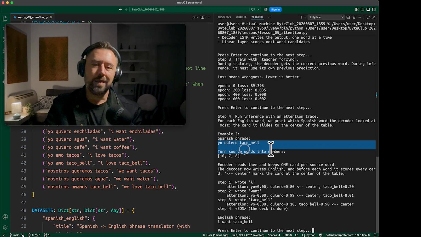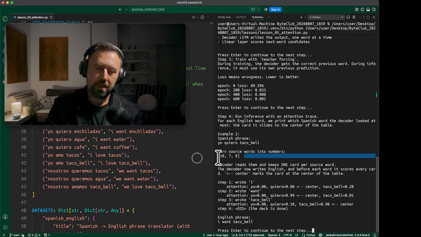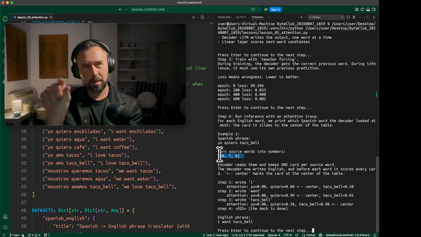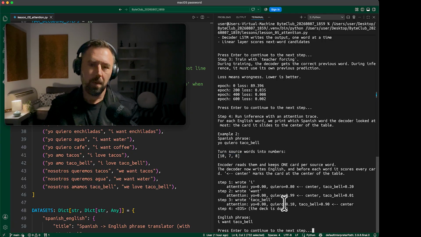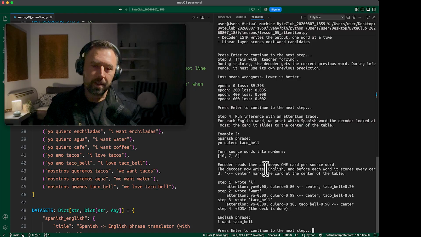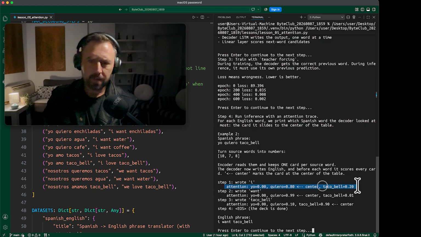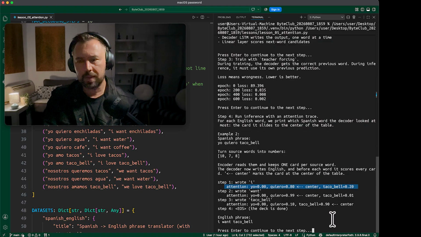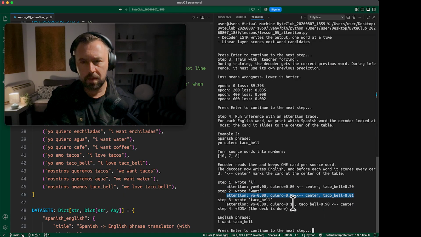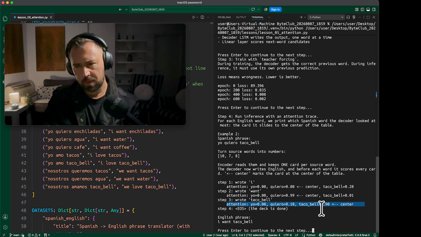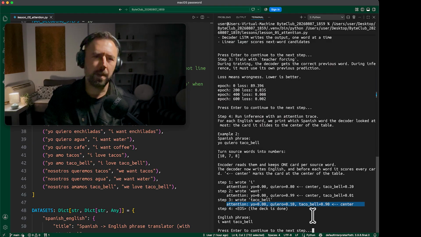So we make Yo quiero Taco Bell into numbers here, right? Remember we had that table where each Spanish word had a whole integer number. The encoder reads them, and then we write the English. And here we got the attention scores, as you can see. So that's kind of cool. And then for the word want, we got the attention scores, with quiero having the biggest one. And for Taco Bell, it's got the largest attention score at 0.9.